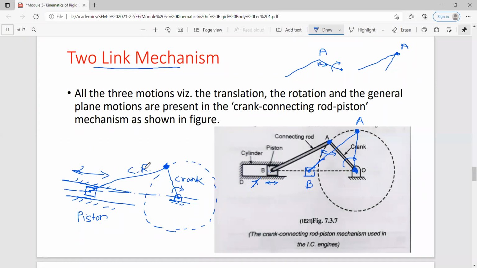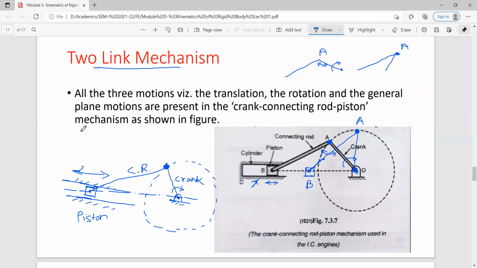And the motion of the connecting rod, you will find that the connecting rod is translating as well as rotating, because the orientation and alignment of different points will change on the connecting rod. So the connecting rod's motion is a general plane motion, the piston's motion is translatory motion, and the crank's motion is rotational motion.